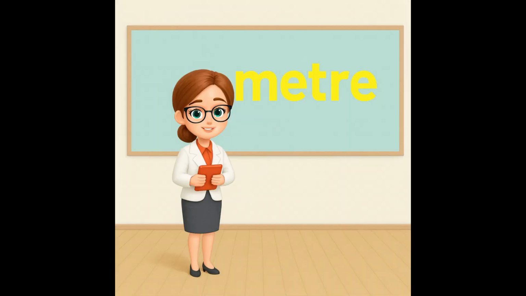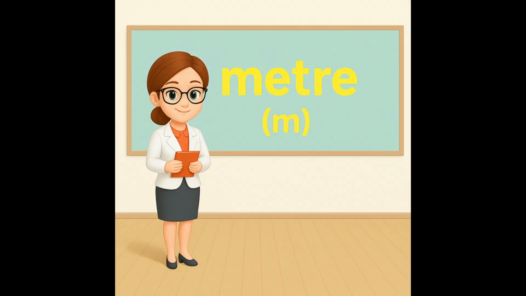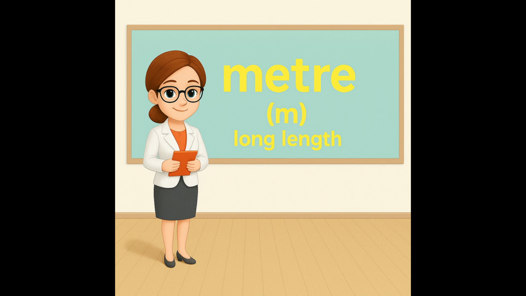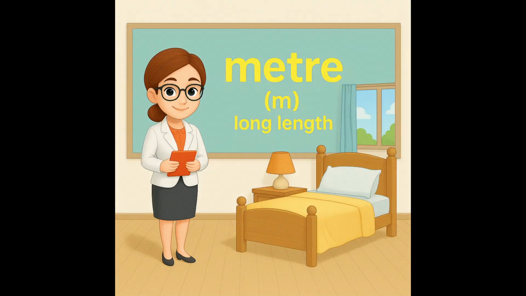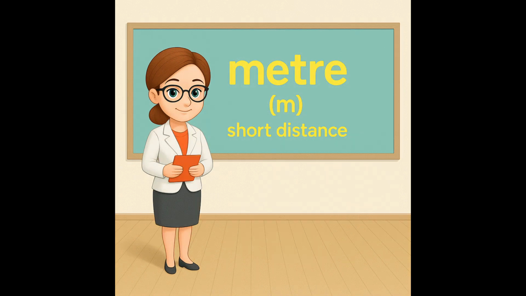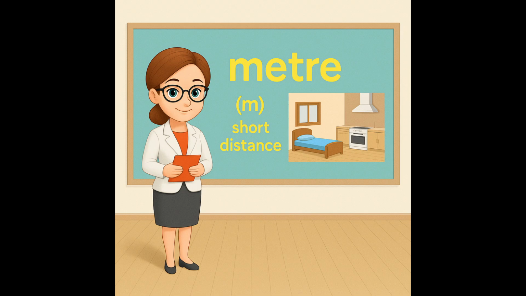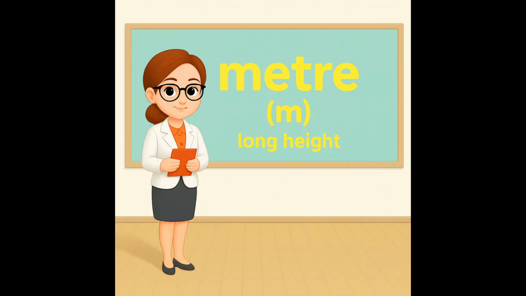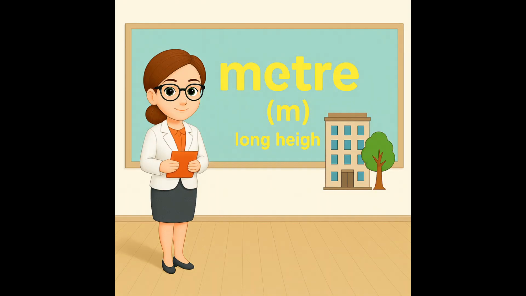The third unit is meter. In short, we write it as m. It is used to measure long length, for example, the length of the room. We also measure short distance in meters, for example, distance from the room to your kitchen. And it is also used to measure long height, like for example, the height of a tree or a tall building.